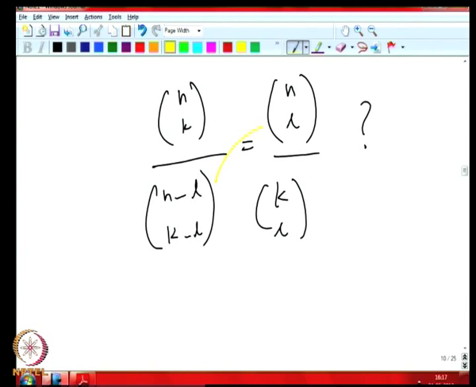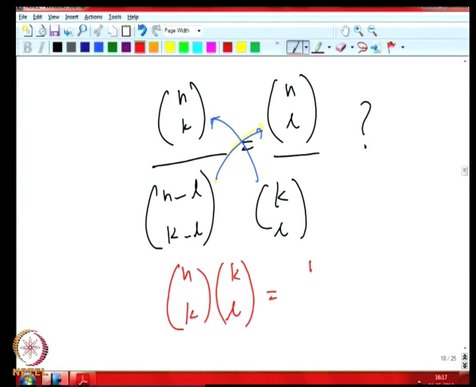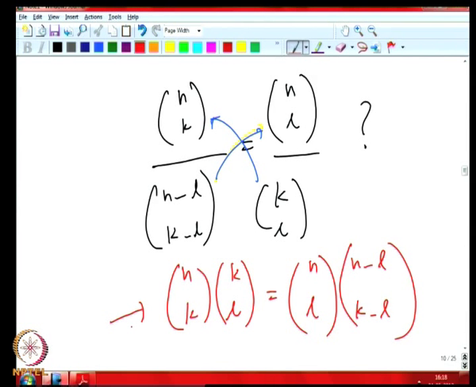Let's try cross multiplying. It means we will multiply this here and this here. So what is that saying? So that says n choose k into k choose L is equal to n choose L into n minus L choose k minus L. There are two ways to deal with this thing. One is just expand it and see.